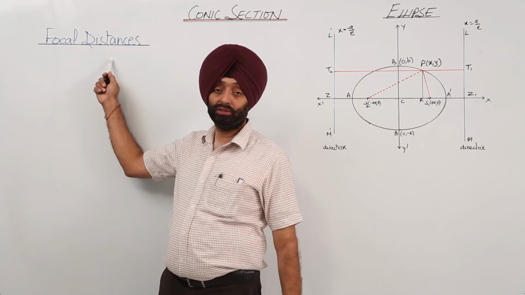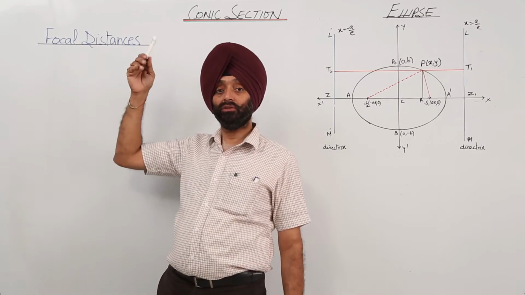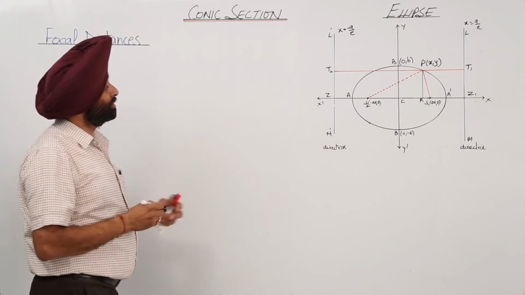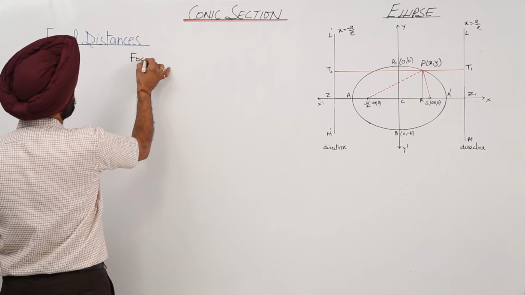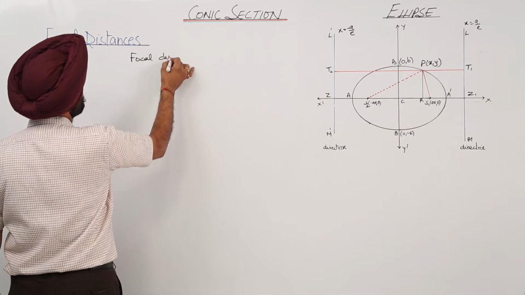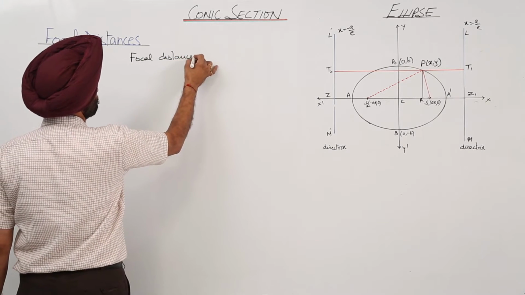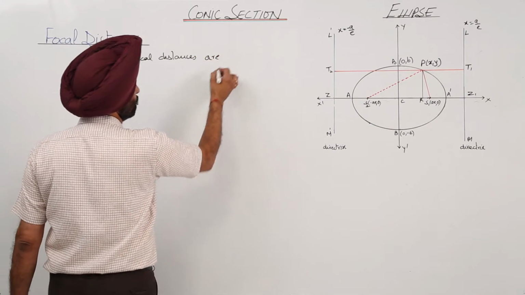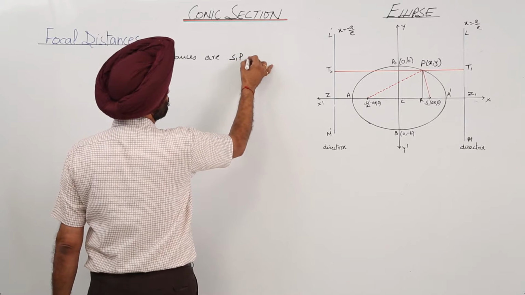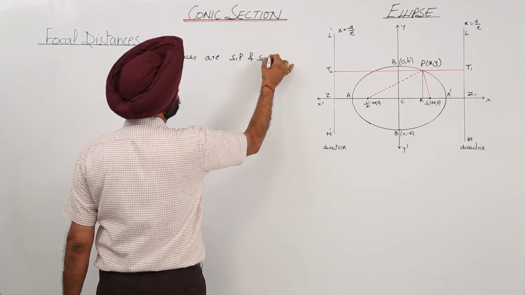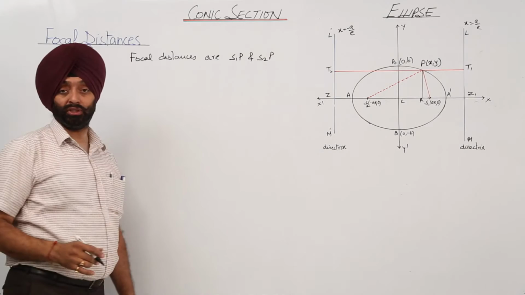Focal distances means two distances. Okay. So in this figure, focal distances are S1P and S2P. These are the two focal distances.